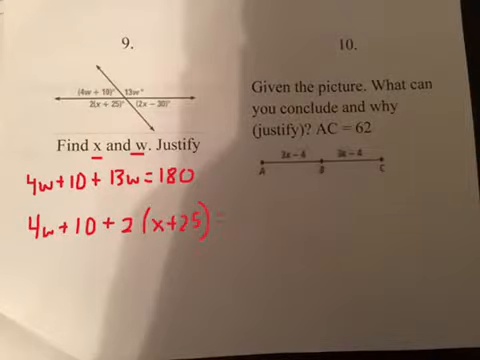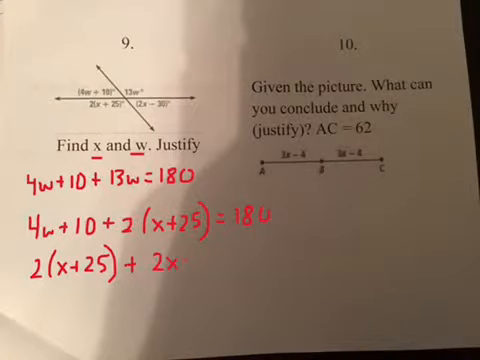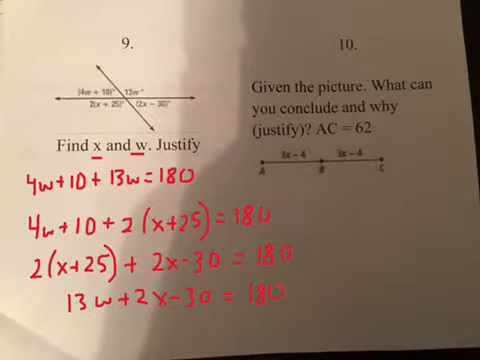You can just keep working my way around there. 2 times x plus 25 plus 2x minus 30 equals 180. And you could do all of them if you want. 13w plus 2x minus 30 equals 180. Those are all true because of the linear pair postulate. And we did a bunch of those practice ones.